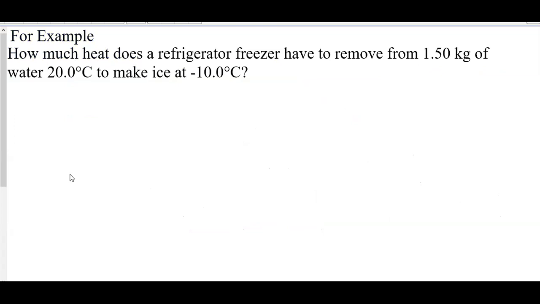Otherwise, for this question: how much heat does a refrigerator freezer have to remove from 1.5 kilograms of water at 20 degrees Celsius? Oh, there's a typo there, it should be the word at, to make ice at -10 degrees Celsius. So you're going from room temperature water and you want it turned into ice at -10 for whatever reason.